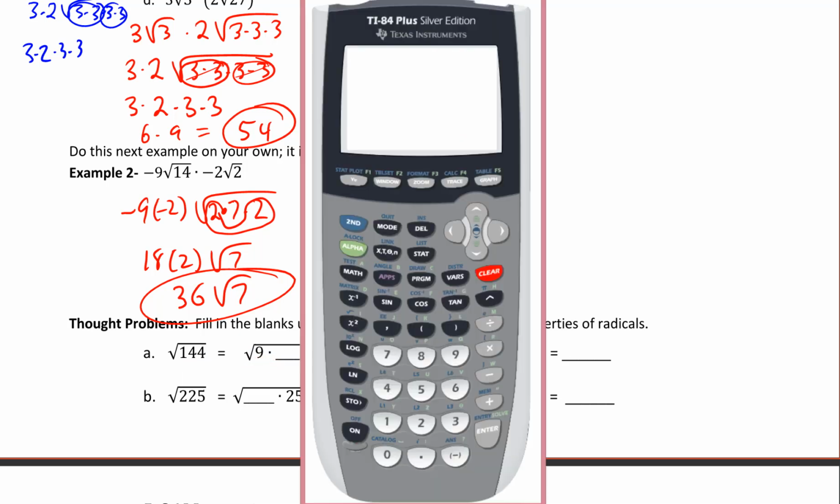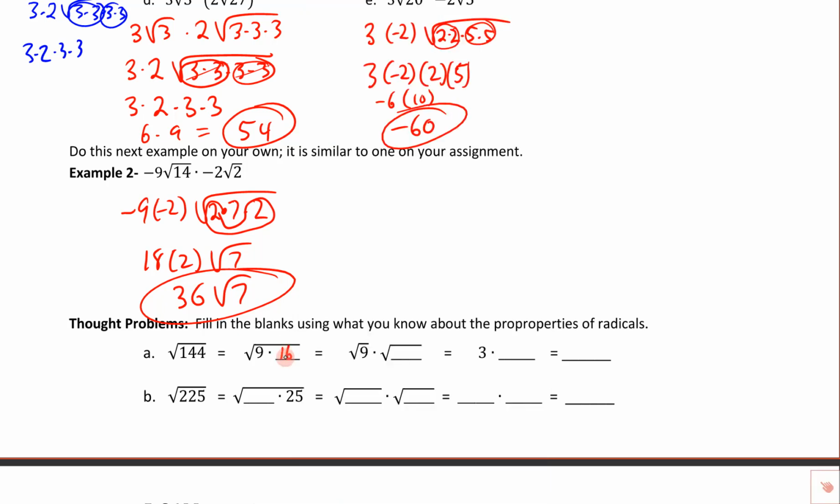So if you needed to, if you know what this is, great. If not, that's fine. So we're going to do 144, and we're going to divide that by 9 to see what's left over. So that's going to be 16. So I'm going to put a 16 right here.